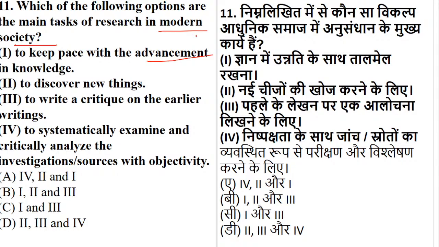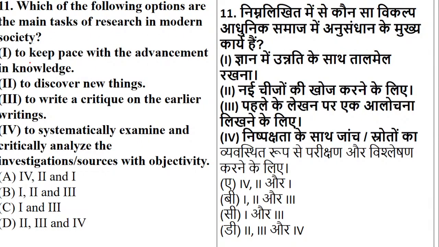So for the 11th, all options D, B, A, C came. Let us see what the options are. The question was very simple, but there is a little bit of complication in your options. So please read it once again. Very easy question. Now just concentrate for another 5 minutes. Which of the following options indicates the main tasks of research in modern society?